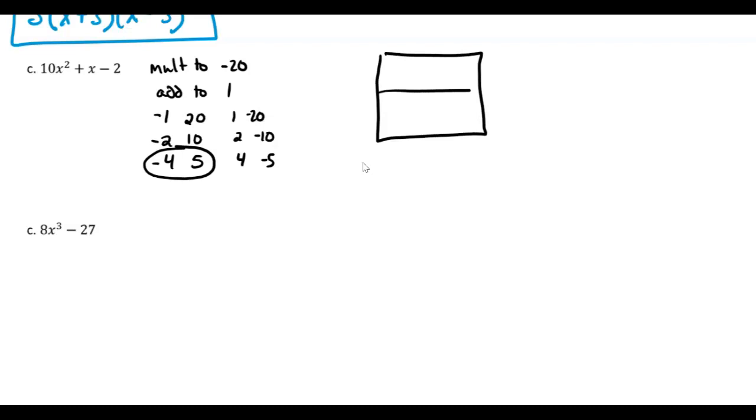What you do with the box or the area method is you put your first number, this 10x squared, in the top left box. The last, the C value, goes in the bottom right box. And then the two numbers you have, negative 4 and 5, go in these two boxes. You put them with x. It doesn't matter which one goes where. I'm going to do 5x here and -4x here. The reason this works is because 5x minus 4x is 1x, so you're not really changing the value, you're just changing how it looks.